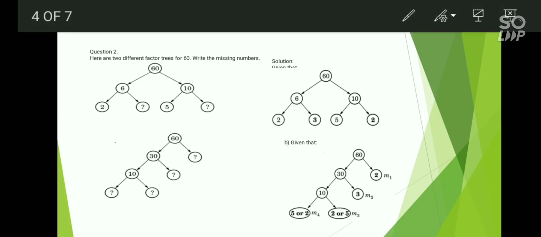In the same manner, here it has been given 60 is equal to 30 into 2. Then 30 is a composite number, 2 is a prime number, 30 is again split into 10 into 3. Again 10 has been split, 2 into 5 or 5 into 2. In this manner, again we have got the prime factorization of 60 using the factor tree method: 2 into 3 into 2 into 5.